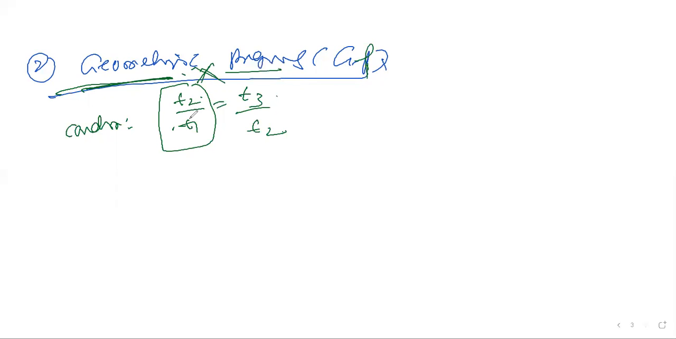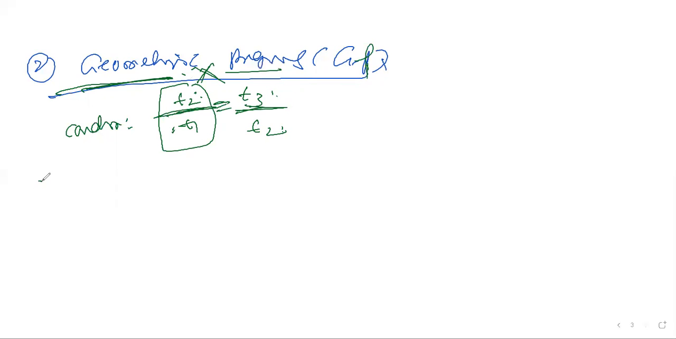GP means the ratio of the second term to the first term is equal to the ratio of the third term to the second term. Previously, AP meant the difference: T2 minus T1, T3 minus T2. Here, T2 by T1 is equal to T3 by T2. This is division. This is the GP condition.